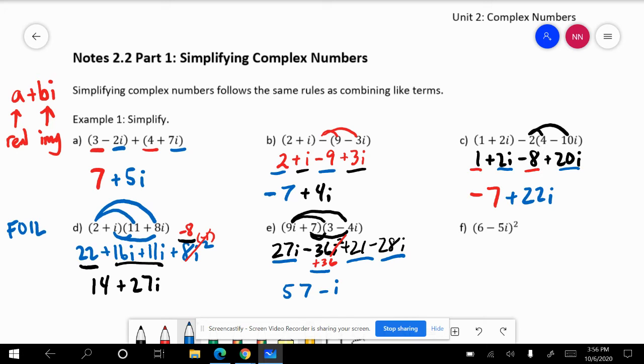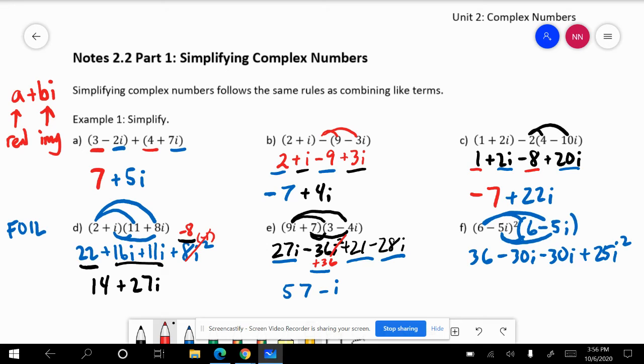Now, if we see a binomial squared, that means we're multiplying a binomial times a binomial. We're not just distributing the two. And we're going to FOIL it. That gives us 36. 6 times negative 5i gives us negative 30i. Negative 5i times 6 is negative 30i. And negative 5i times negative 5i is positive 25i squared.